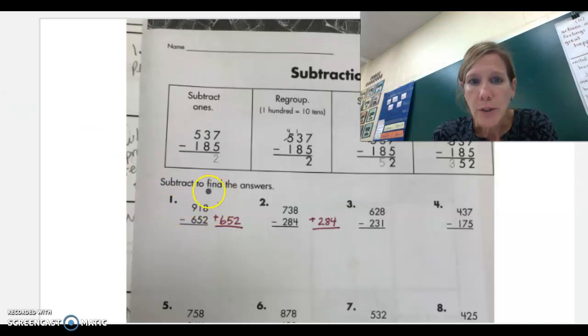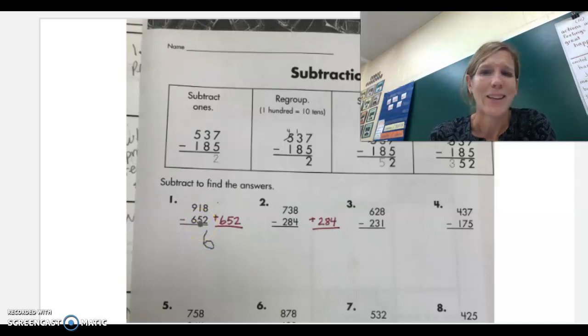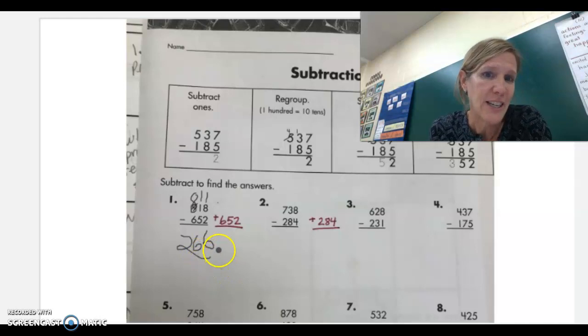Let's start with number 1. We're going to start in our ones place. 8 minus 2 is 6. 1 minus 5, can't do that. So I'm going to go next door. I'm going to borrow. My 9 is going to become an 8, and my 1 is going to become 11. Now yours is going to look much neater than mine, but 11 minus 5 is 6, and 8 minus 6 is 2. So our difference is 266.